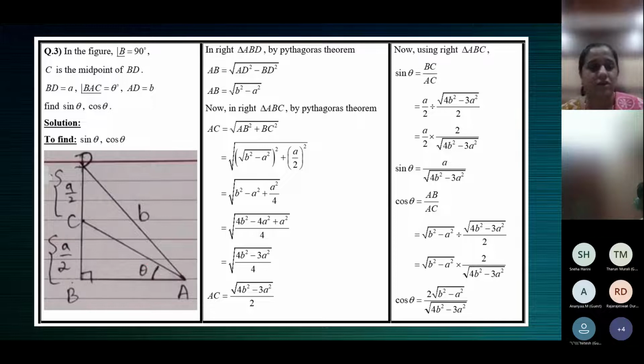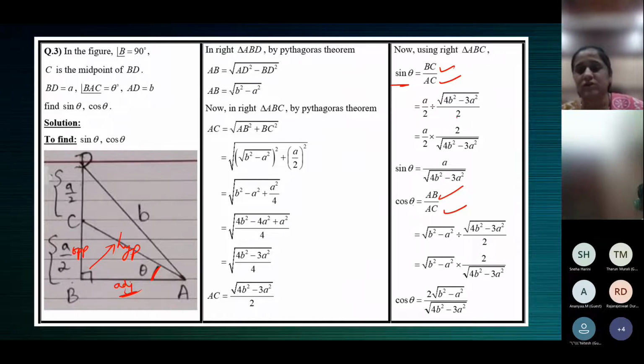Now for theta, this is the opposite side and this is the adjacent side. This is the hypotenuse because it's opposite of the right angle. So sine theta is equal to opposite BC by hypotenuse AC. And cos theta is equal to adjacent AB by the hypotenuse AC.